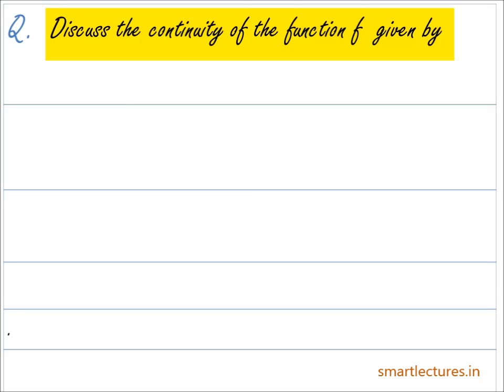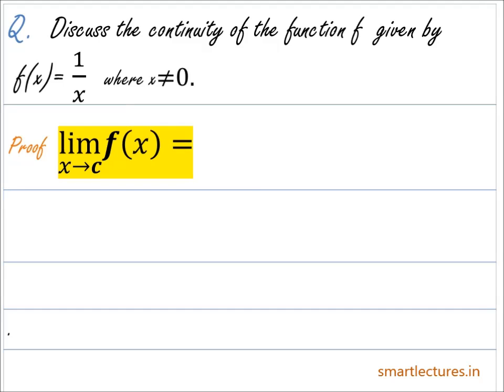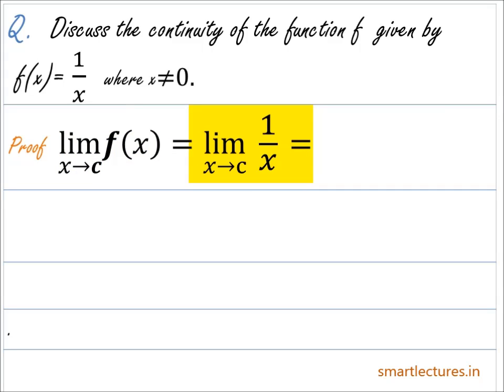Now let's do one more example. Discuss the continuity of the function f defined by f of x is equal to 1 upon x, where x is not equal to 0. Now if x is not equal to 0, then in that case, limit x approaches c, f of x is equal to limit x approaches c 1 upon x. And when x approaches c, then the value of x is also equal to c. So that means 1 upon x is now equal to 1 upon c.